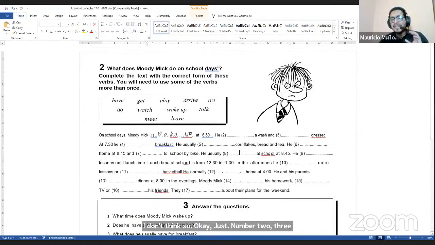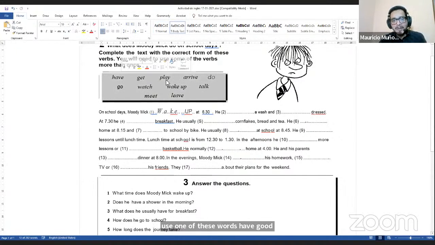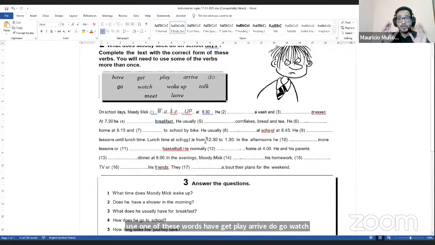You're going to work in groups. Okay, so the first exercise, you have to read carefully and use one of these verbs: have, get, play, arrive, do, go, watch, wake up, talk, meet, or leave to complete this activity. Do not forget, it's pretty important you look carefully at this part because it's third person.